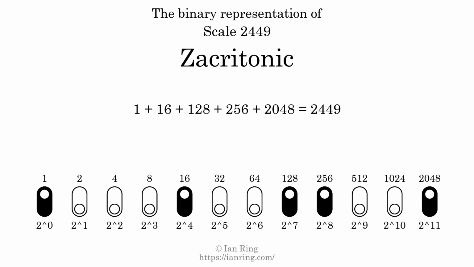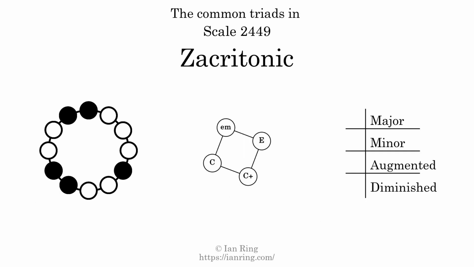2449. The scale number not only enumerates the scale with a unique index, but it also literally describes the tonal content of the scale. Represented as a binary number in base 2, the scale number is 100110010001. Here are the common triads present in this scale.